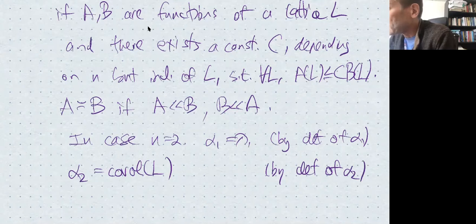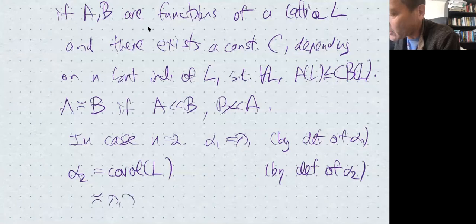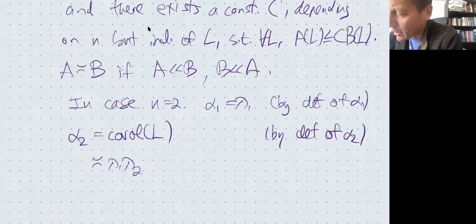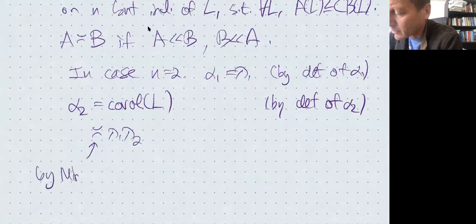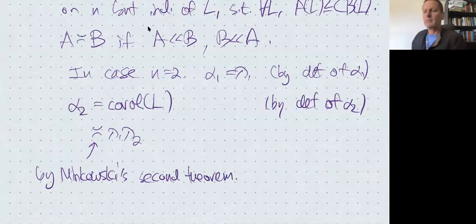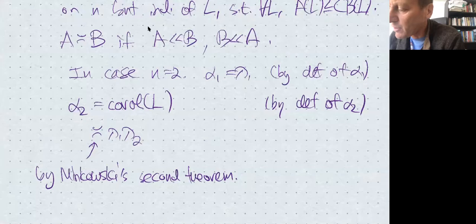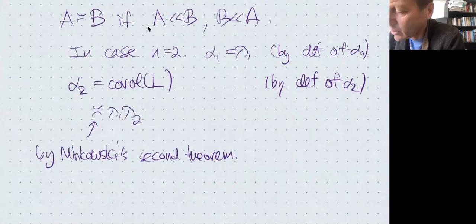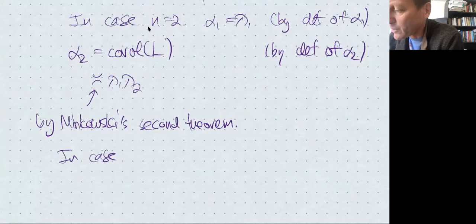And the co-volume of L is equal to lambda 1, lambda 2, up to these constants, by Minkowski's second theorem. We saw in Minkowski's second theorem that this product, if you take up to the dimension, up to constants depending on the dimension, is equal to the co-volume. So that's the case n equals 2. It's just a corollary of Minkowski's second theorem.